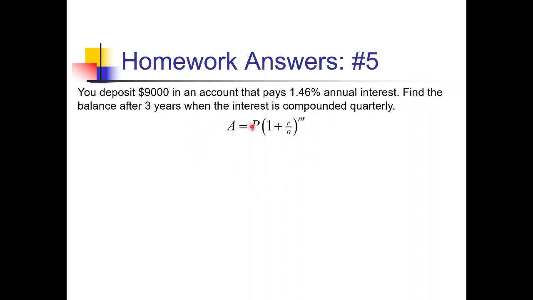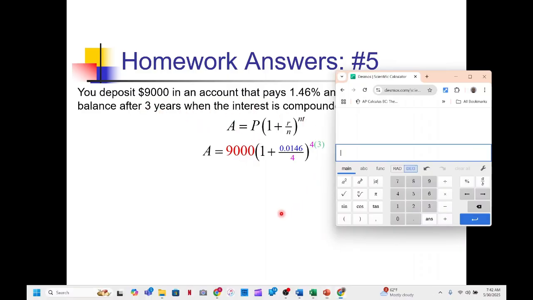So for our P value, that's the principal, the starting amount, that's the 9,000 here. We've got 1 plus our interest rate, which expressed as a decimal is going to be 0.0146. And that's being divided by the number of compoundings we do each year. Since this is quarterly, that's 4 times a year, and that 4 gets used again in the exponent. And then finally, the t is our time of the investment, which is 3 years. So let's plug all this in Desmos.